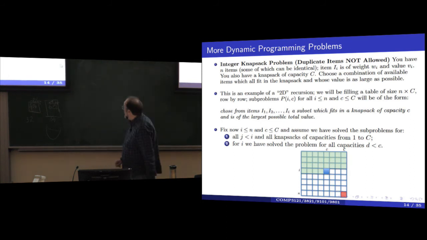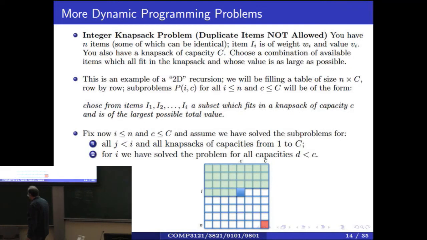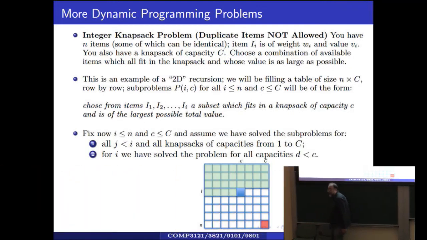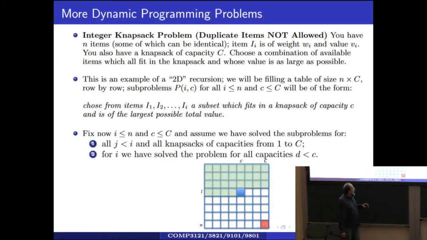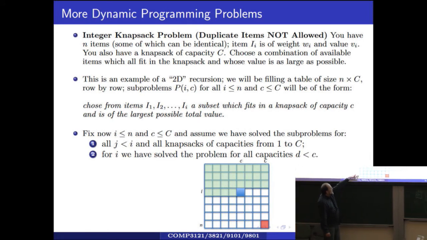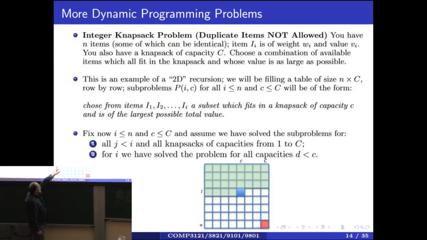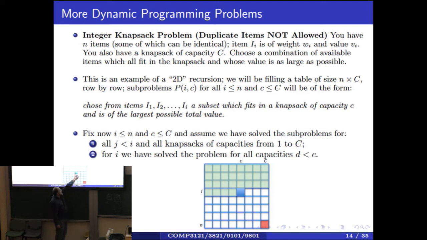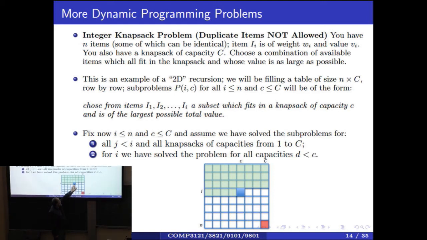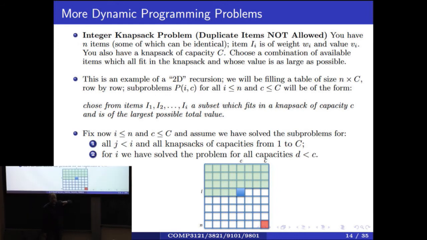So the natural representation is a two-dimensional grid, even though the ordering is actually linear. It's essentially lexicographic ordering. In this cell we will store the optimal solution of the following problem: among the first I items, choose those that fit best in a knapsack of capacity C. So the natural representation is two-dimensional.